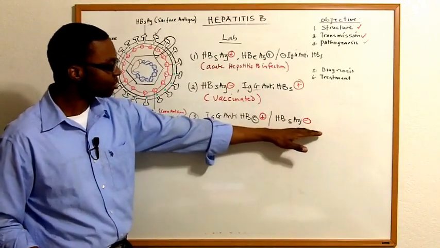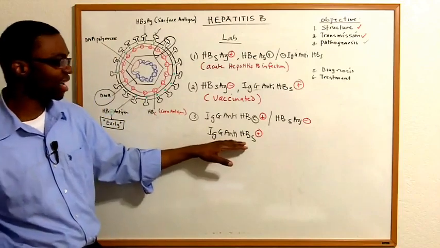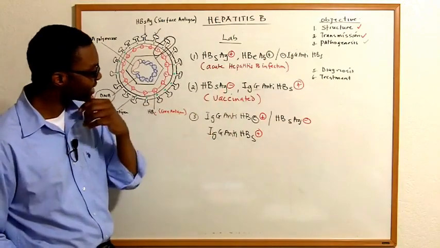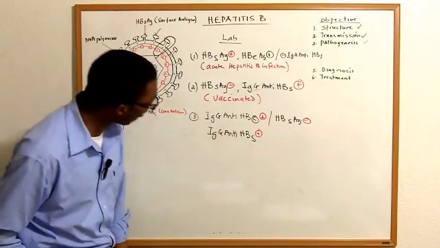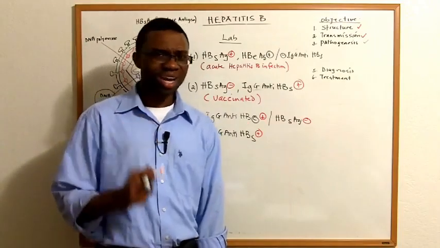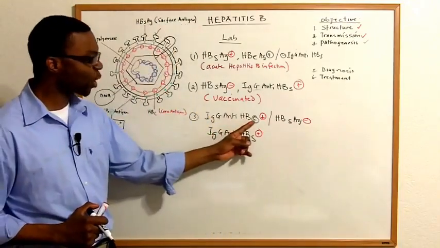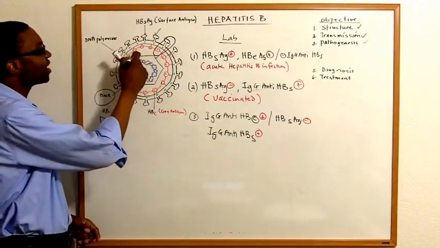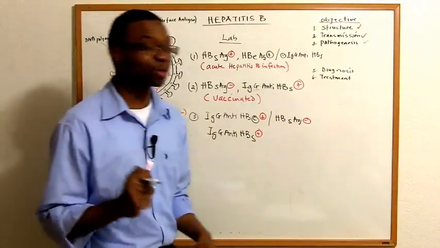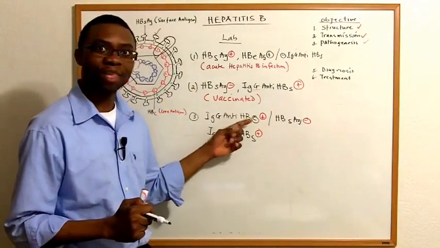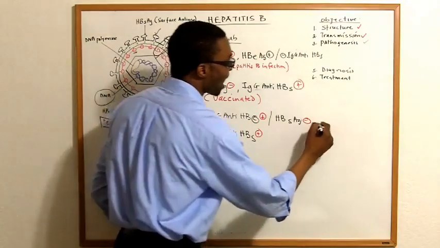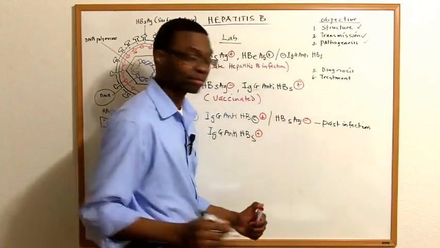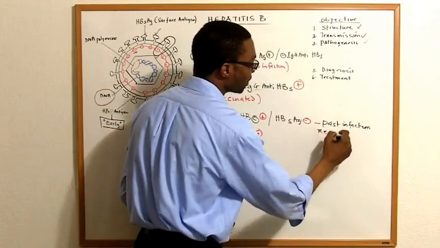They have a negative antigen. They also have a positive antibody against the surface antigen. Almost looks like the guy that was vaccinated, but something is interesting. Where did the core come from? Wait a minute. The only way you can get the core of the virus in your body is by getting the infection. See that? The core is inside the virus. So you can only make an antibody against the core if you got infected. This was a patient that had a past infection of hepatitis B, and they recovered.